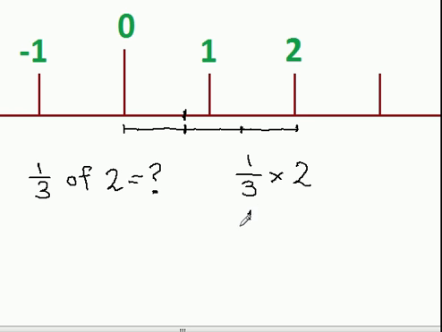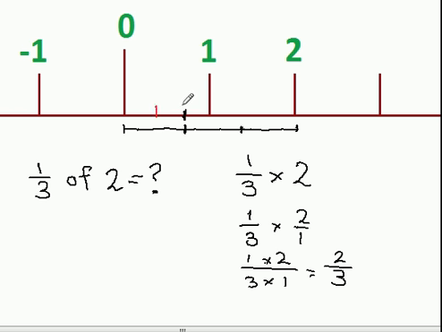Now, we know, as we saw before, that whole numbers have a denominator of 1. So the method being to multiply the two top numbers and then multiply the two bottom numbers here, we get 1 times 2 is 2, 3 times 1 is 3. Now this here is a proper fraction, which means it's worth less than 1. And we can see that if we were to turn this into a thirds number line, we'd have like this, and our answer is indeed 2/3.